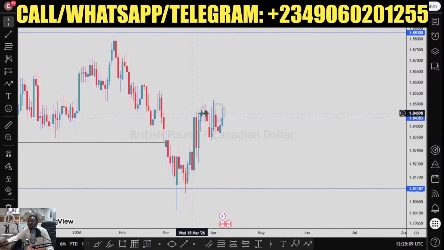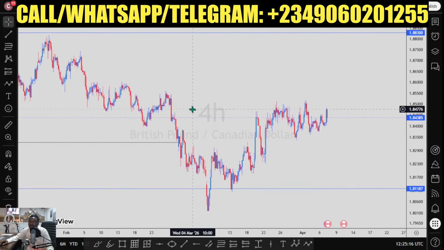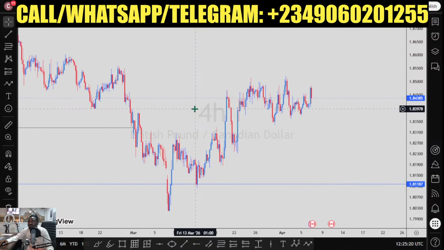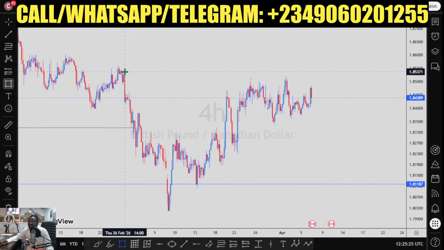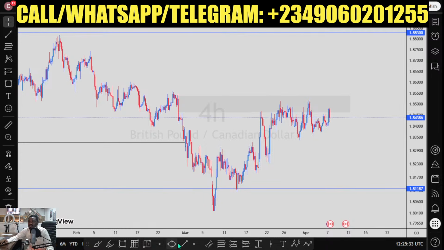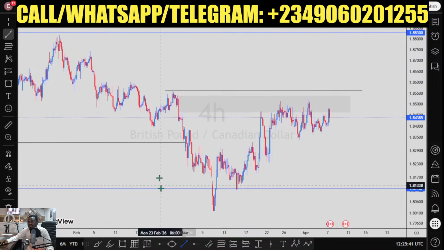We have some kind of choppy market here. Let's go to the 4 hour chart and study that market structure. There was a strong sell around the zones, and we have a massive flow from this high. So this high led to this break.